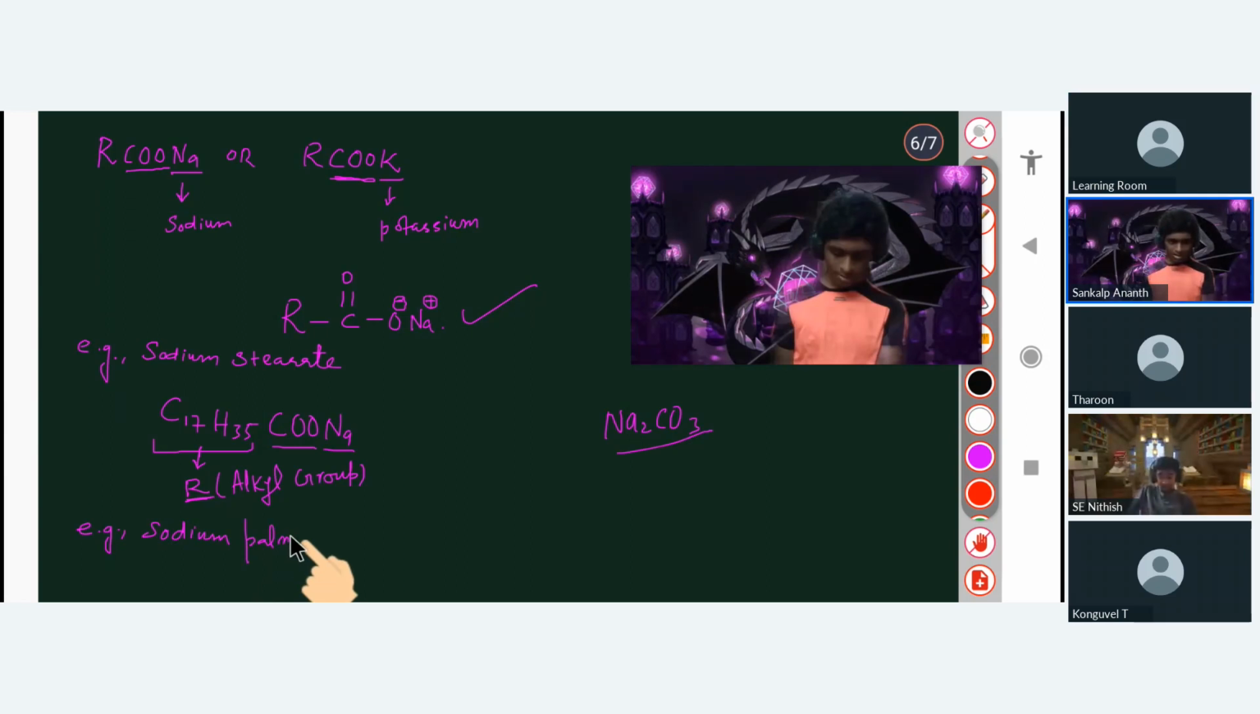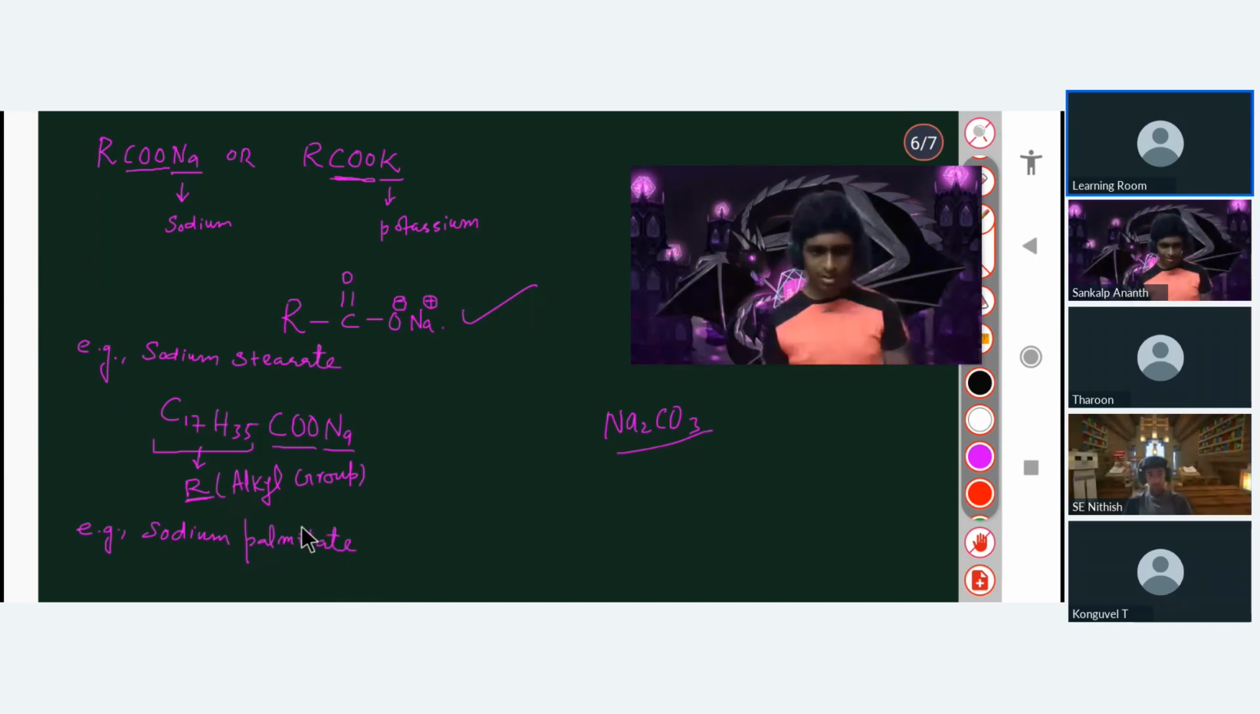Sir, this alkyl group, is it like group 15, group 17? No, it is not like that. It is just alkyl. It contains carbon and hydrogen. Okay.